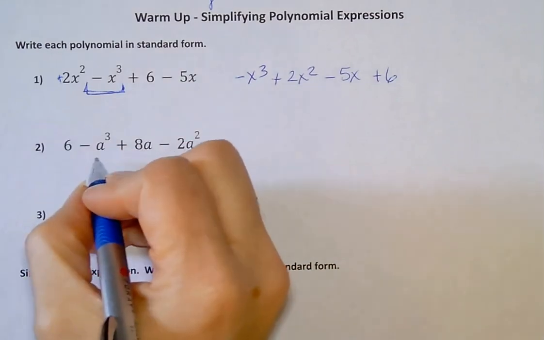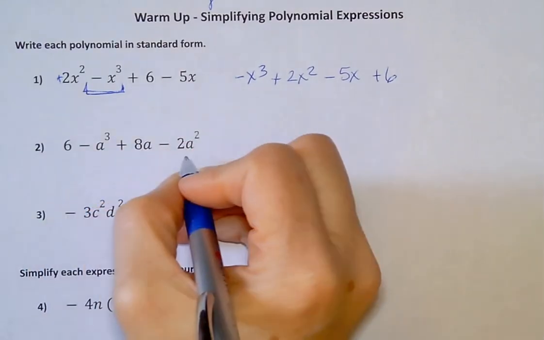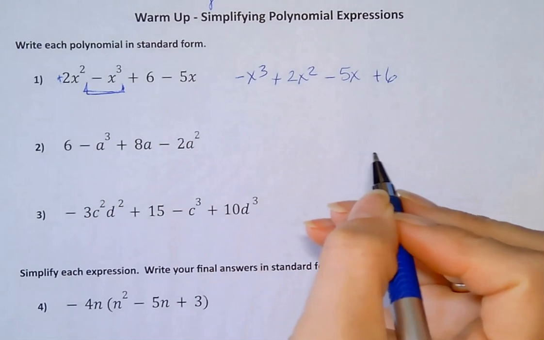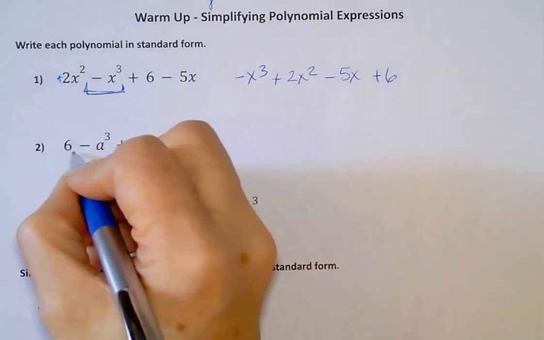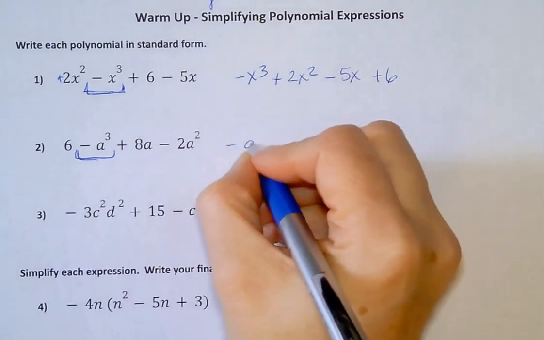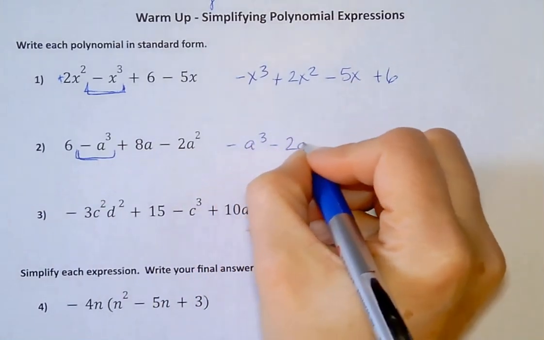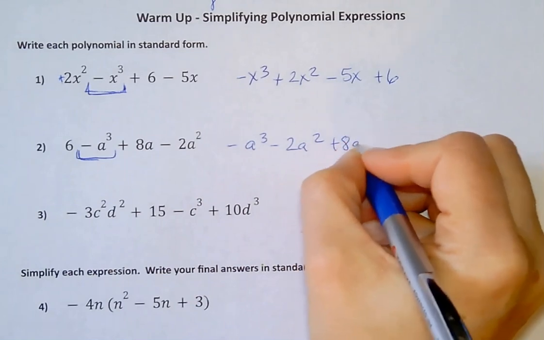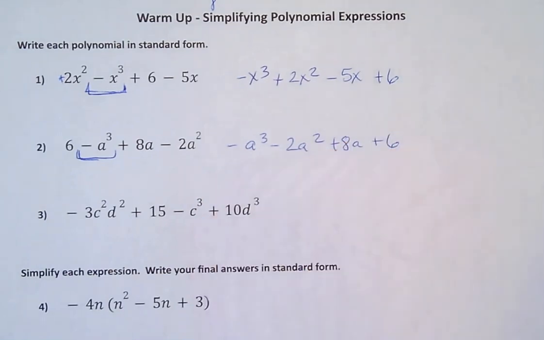Okay, so 6 minus a to the third plus a minus 2a squared. I have only the variable a, so what I'm looking for is the highest exponent. This is a negative again, so be careful. We have negative a cubed minus 2a squared plus 8a plus 6, right?